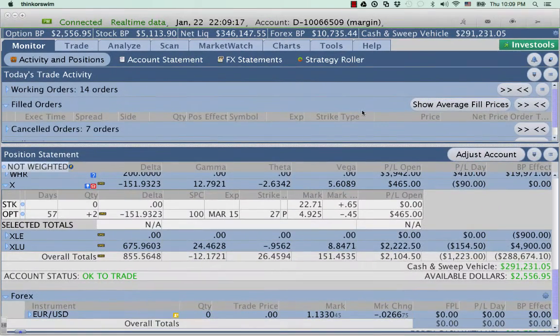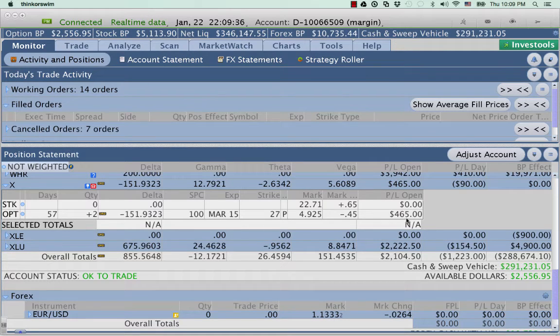Hello everybody, this is Coach D with TackleTrading.com. I want to show you a really cool adjustment concept for a trade. Just a real simple trade. I've got long puts on US Steel. So let me take a look at what we got here. Long puts, 57 days till expiration, 2 of them.